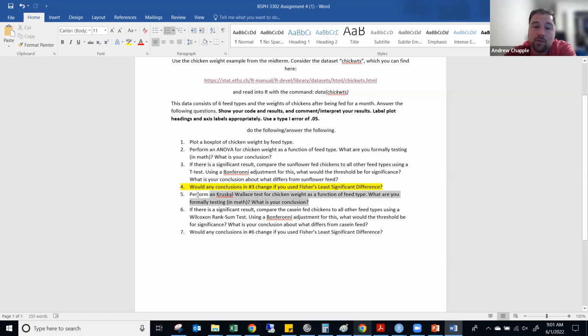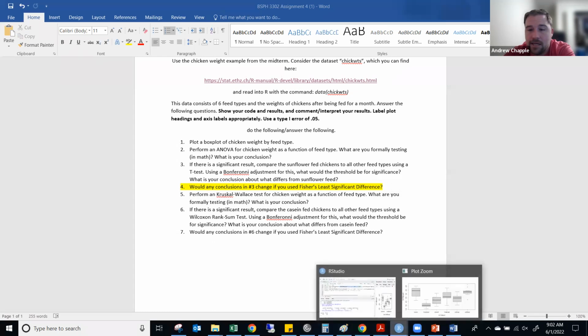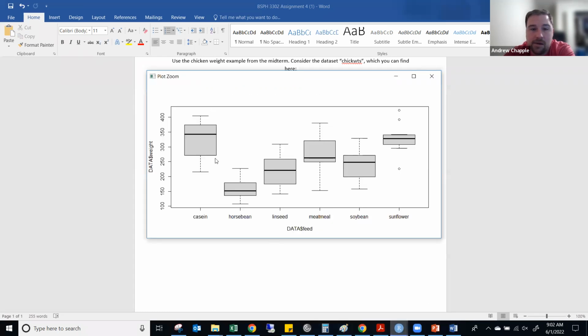Next, you're going to do a Kruskal-Wallis test. So instead of ANOVA, you're going to do a Kruskal-Wallis test. What are you testing? Okay, so the ANOVA, what's it testing different from the Kruskal-Wallis? They're slightly different, right? But what are they both testing? What's your conclusion? And then if there is a significant result, compare the casein fed chickens to all other types. So that's a different type, right? The casein chickens, that's these here. You're going to compare all these weights to the other 5 types.